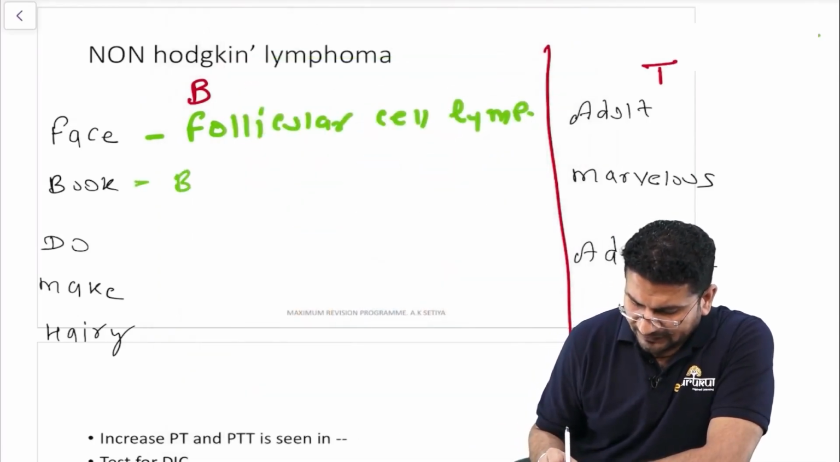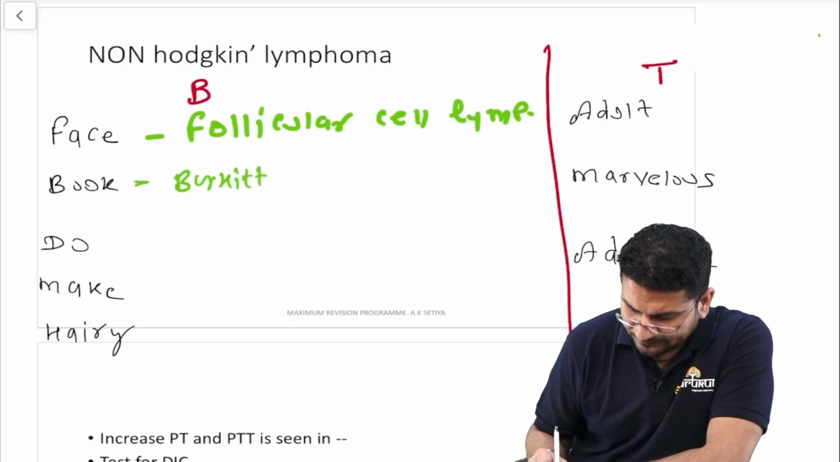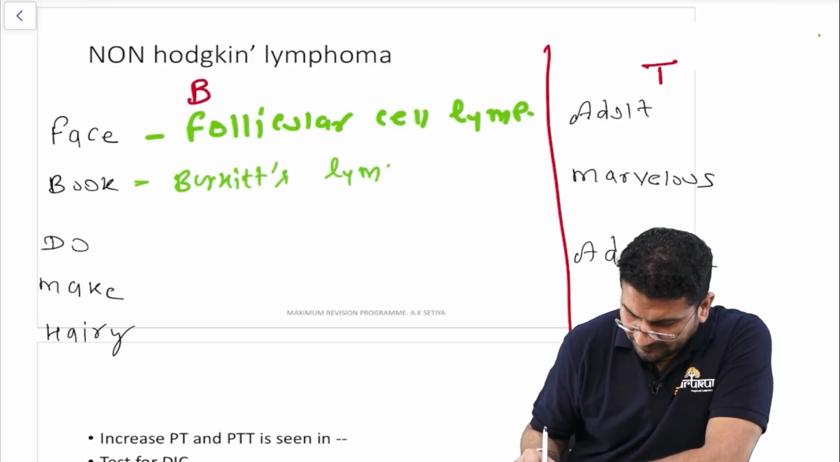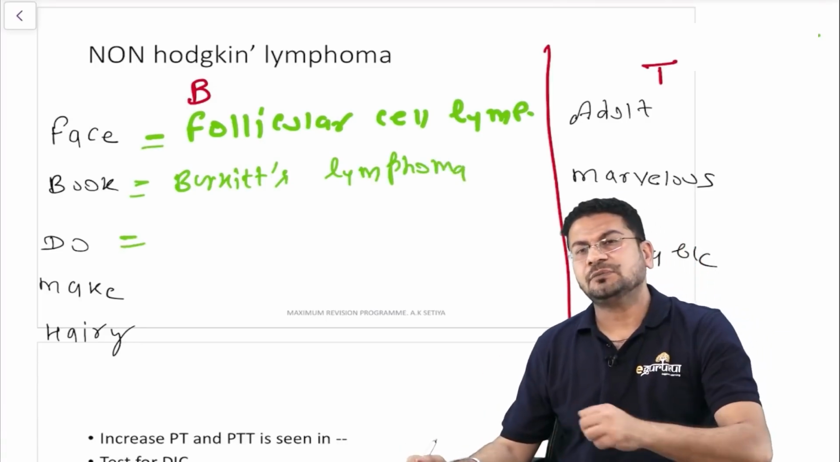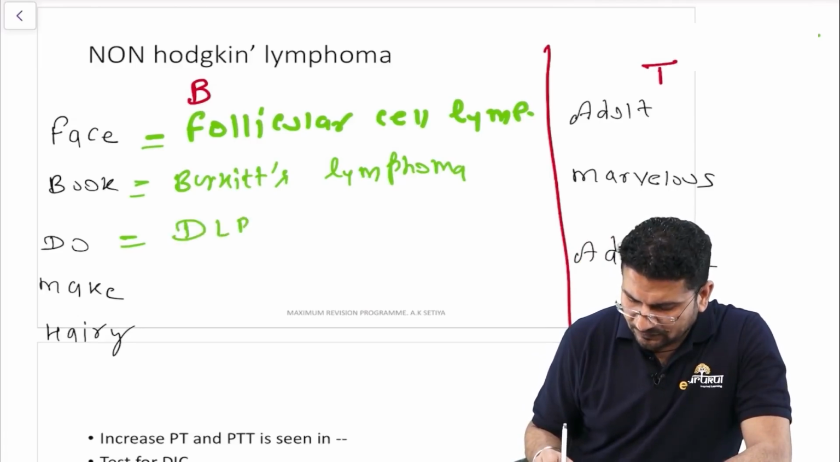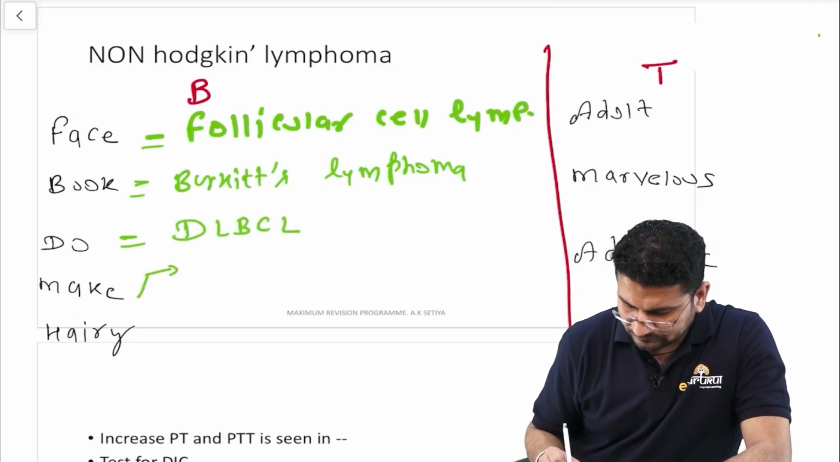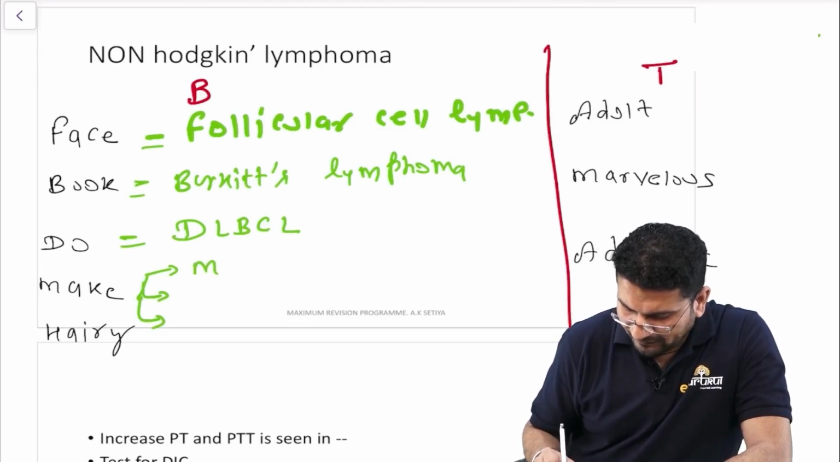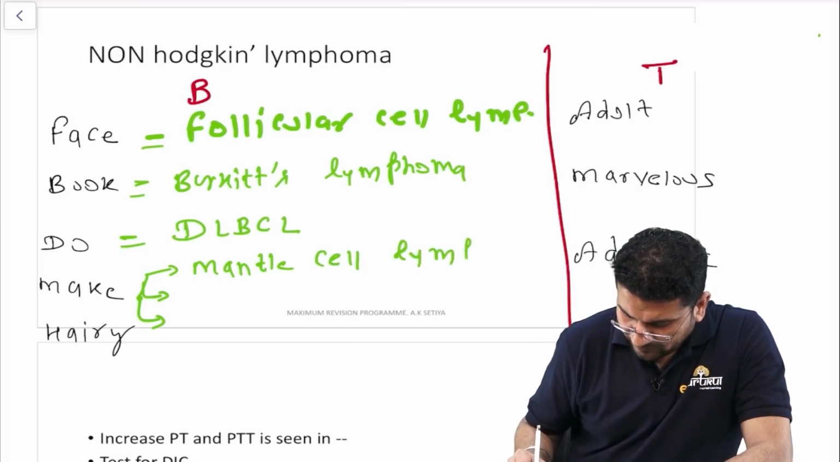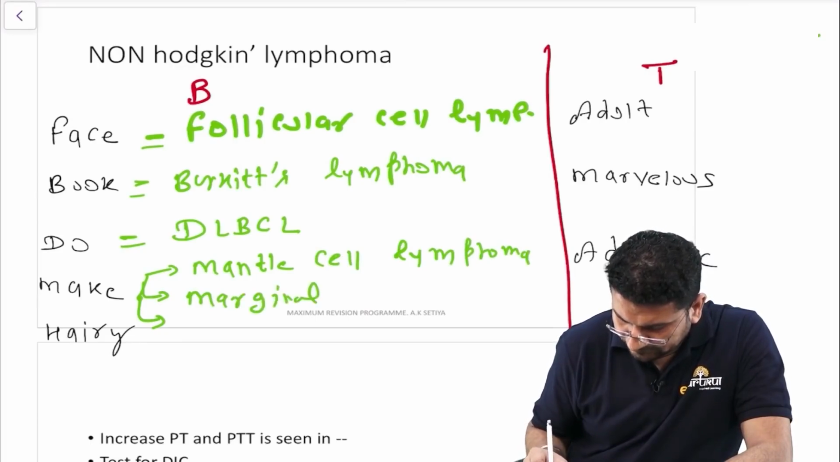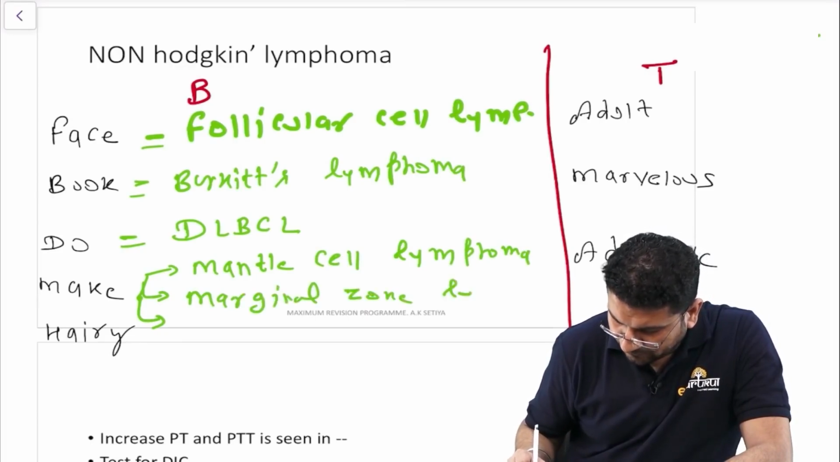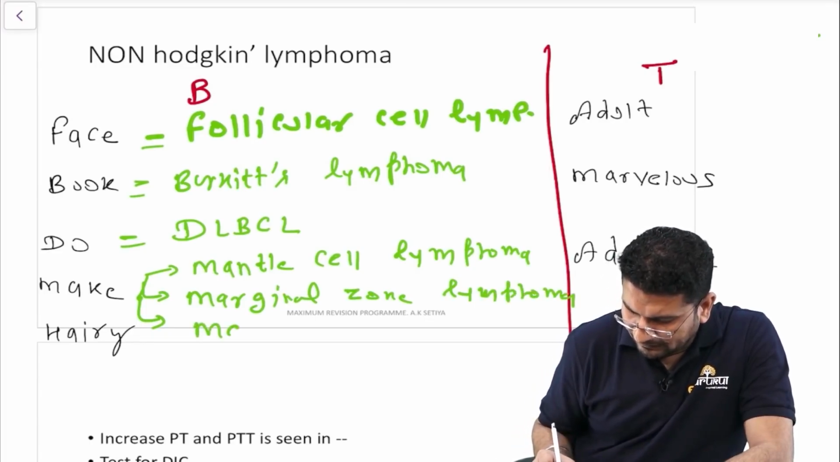B is your Burkitt lymphoma. It is one of the fastest growing human tumors. The most common type diagnosed and most severe type is diffuse large B cell lymphoma. With "M" we have mantle cell lymphoma, marginal zone lymphoma, and with M we have MALToma.